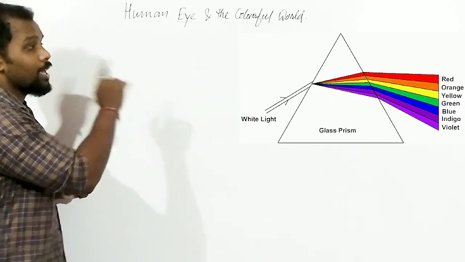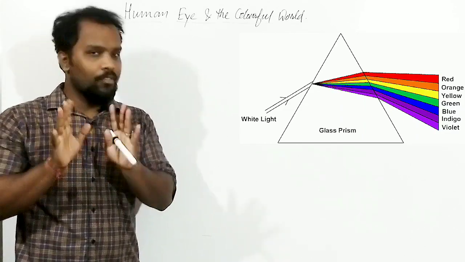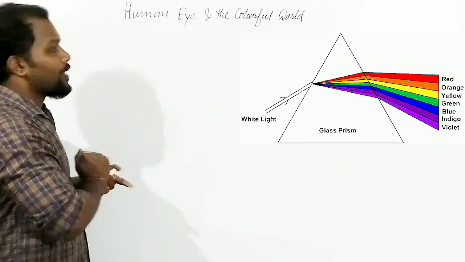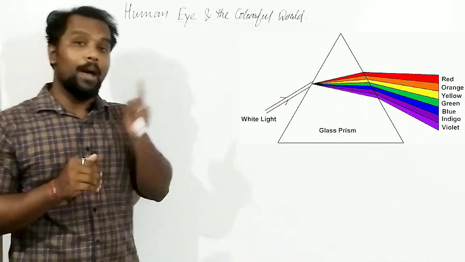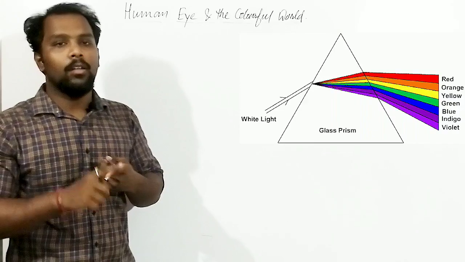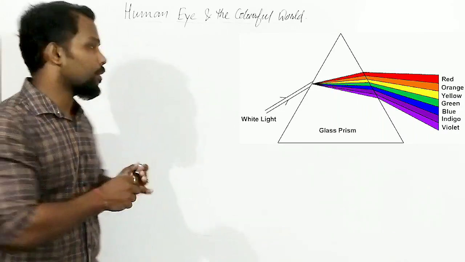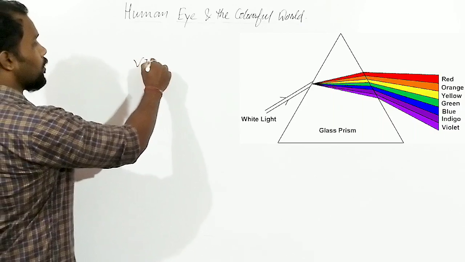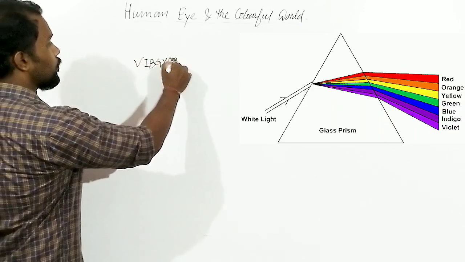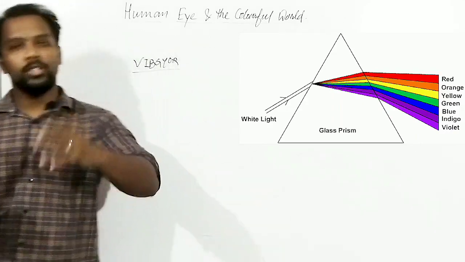But if you clearly observe that figure, what are we noticing? First, you are going to get 7 different colors, starting from violet to red. That is VIBGYOR: violet, indigo, blue, green, yellow, orange and red. So we get 7 different colors from a single white light.